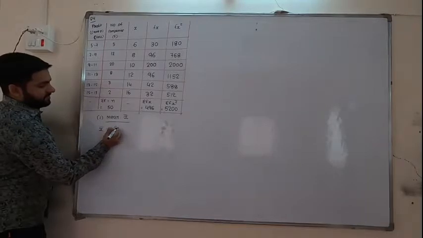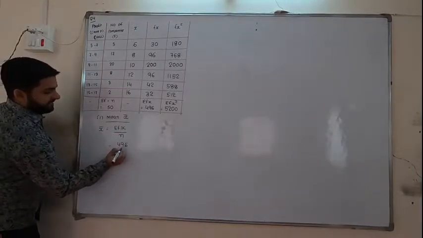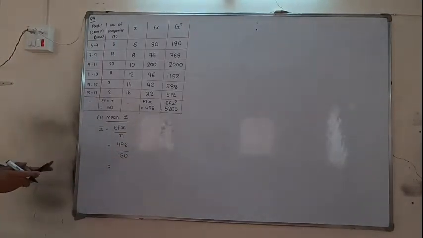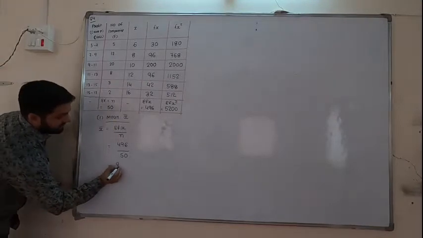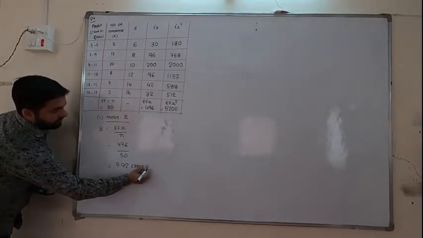X bar is equal to sigma fx by n. 496 by 50 is 9.92 crore rupees.